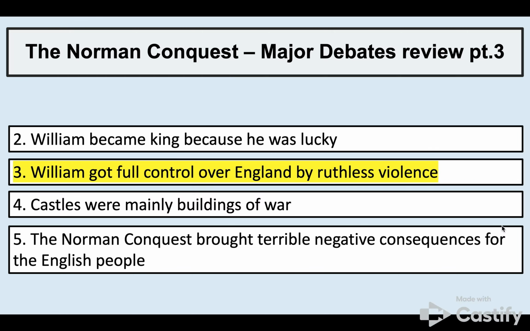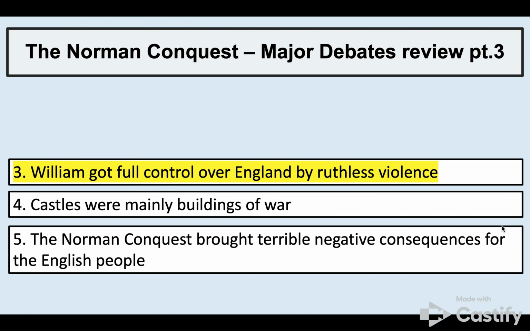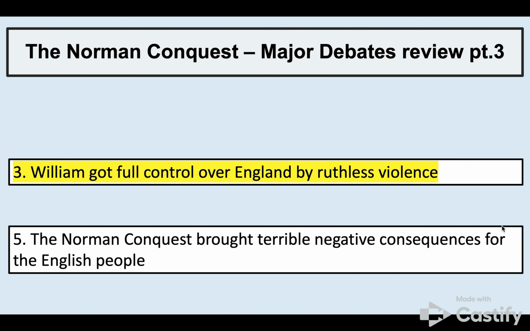The second one is all about how William gets control. Is it because he's lucky? Fourth one, what are castles all about? Were they about war or status? And lastly, what was the impact of the Norman conquest? Was it negative? Was it awful for England? Did it create a Norman yoke? That is the final one.